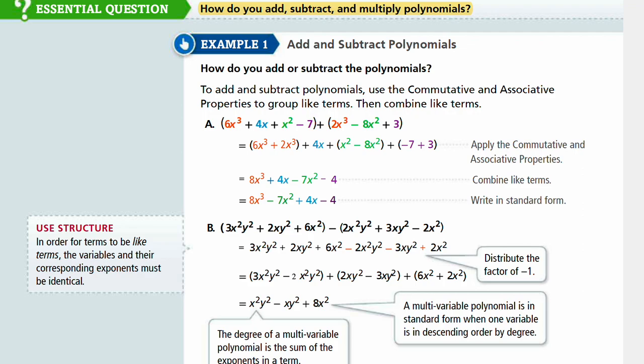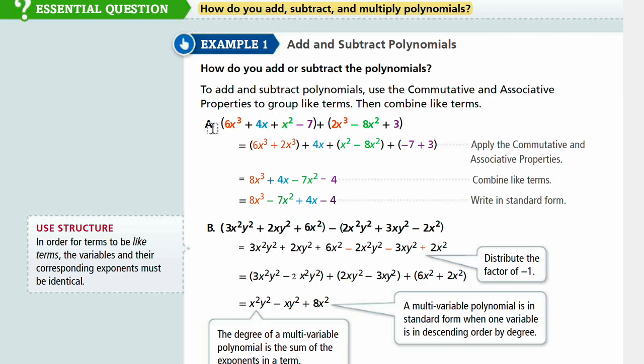Okay, let's look at example 1. Add and subtract polynomials. How do you add or subtract the polynomials? Well, to add and subtract them, you're going to use commutative and associative properties to group like terms, and then you're going to combine like terms by adding their coefficients.